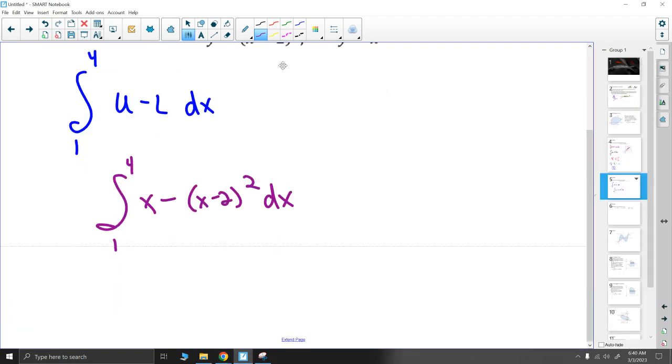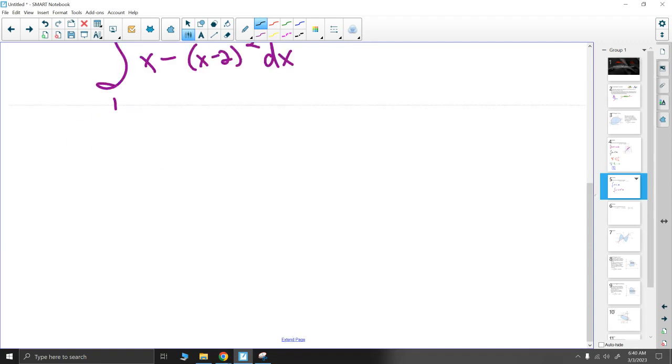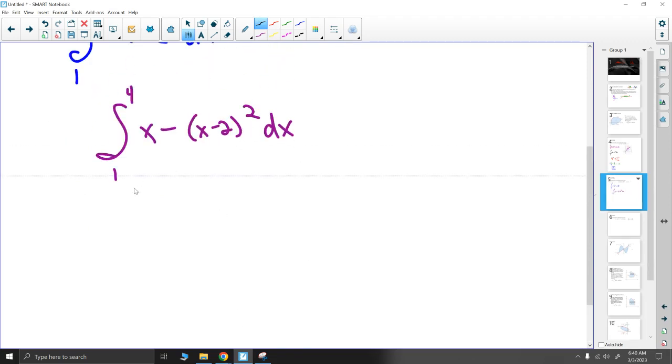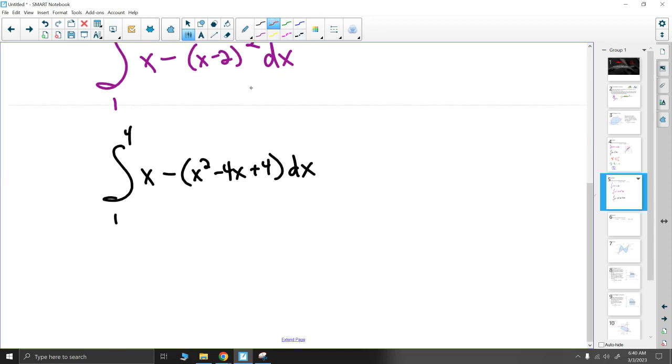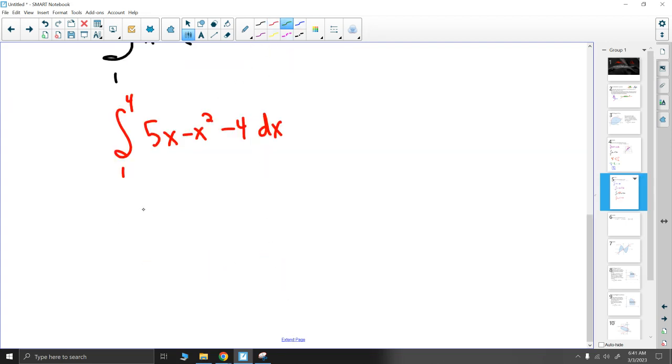Okay, so in order to integrate this, we're going to have to FOIL this out. So this is the integral from 1 to 4 of x minus x squared minus 4x plus 4 dx. And so we are going to distribute this negative throughout. Integral from 1 to 4 of, so x plus 4x is going to be 5x minus x squared minus 4 dx. And we are going to integrate this. This would be 5x squared over 2 minus x cubed over 3 minus 4x.